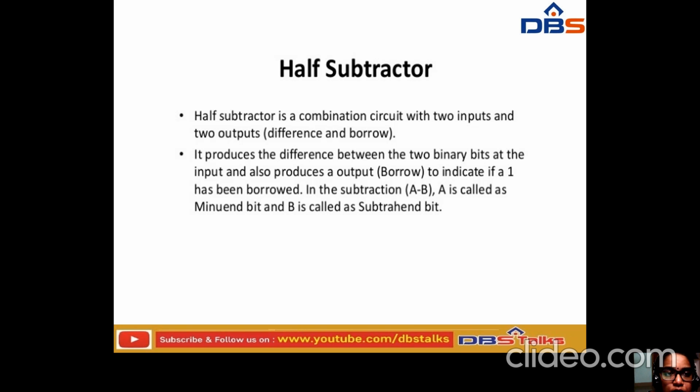It produces the difference between two binary bits at the input, and also produces an output to indicate if a 1 has been borrowed in the subtraction A minus B. A is called the minuend bit and B is called the subtrahend bit. So this half subtractor combinational circuit mainly produces the difference between two binary bits at the input.